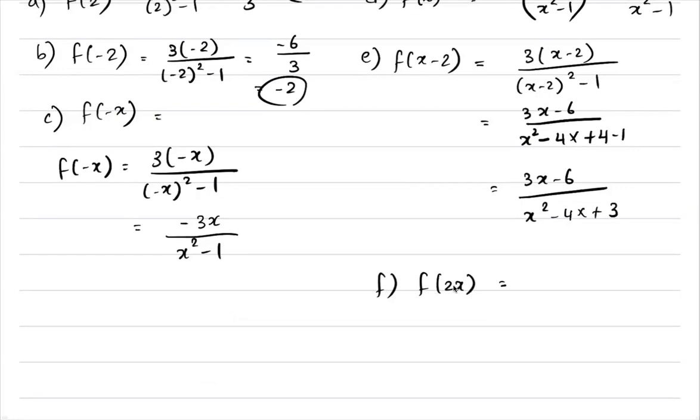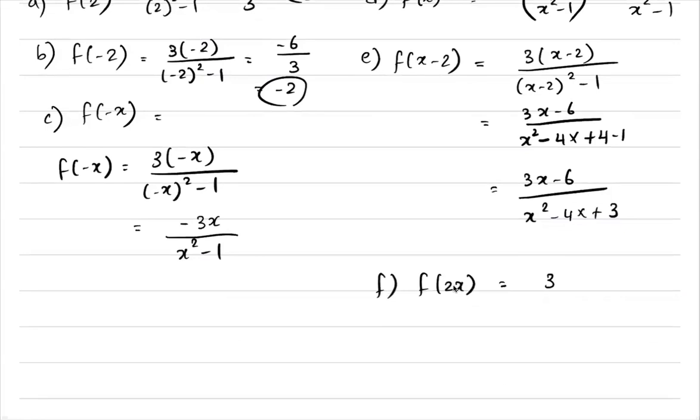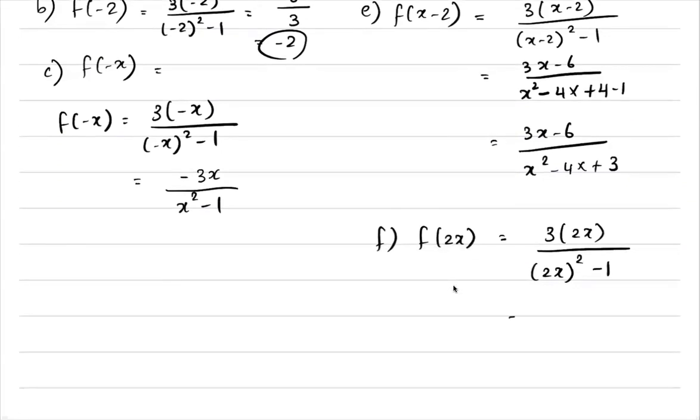So I'm going to replace my x with 2x in this case. So I have 3 times 2x over 2x the whole squared minus 1. 3 times 2x is 6x. 2x the whole squared is 4x squared minus 1. So remember, the 2 has to be squared also.